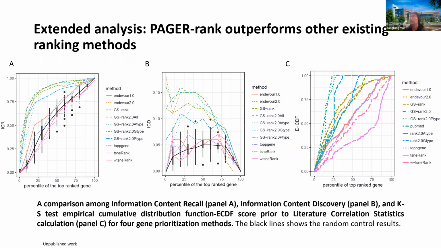We also use evaluations like information content recall, information content discovery, and literature correlation statistic to evaluate the PAGER rank. These also indicate that the GS rank is better than the traditional gene ranking algorithm, and we outperform the others in the three measurements as well.